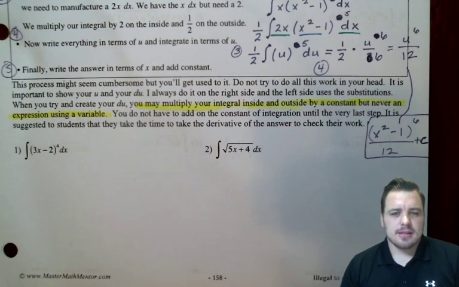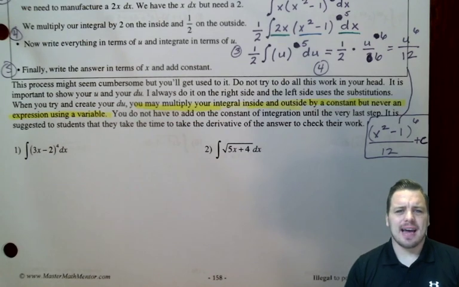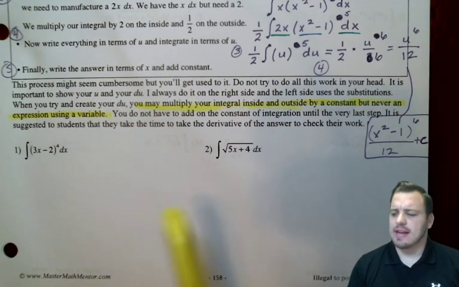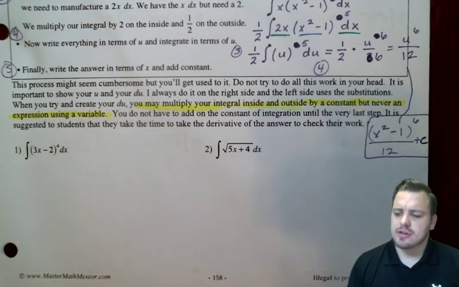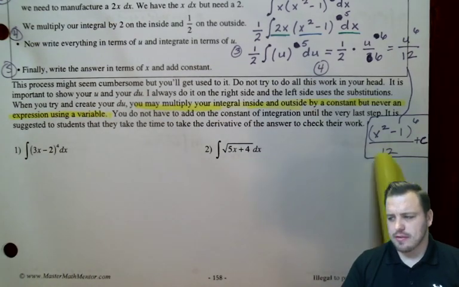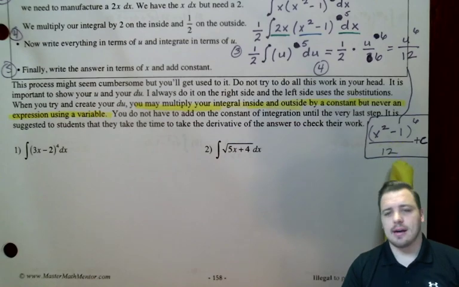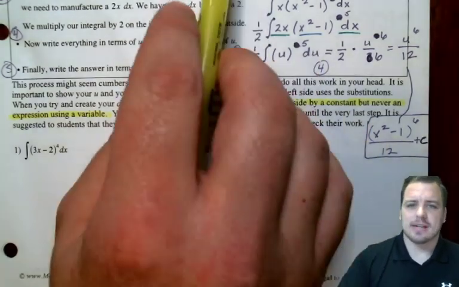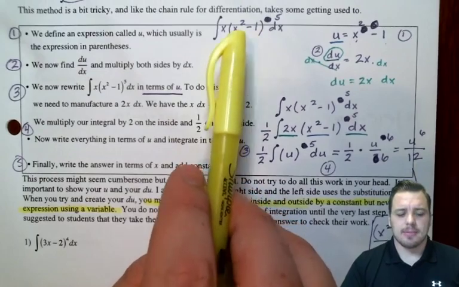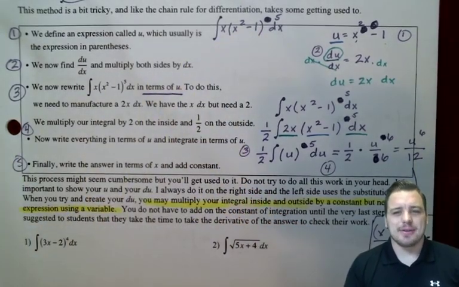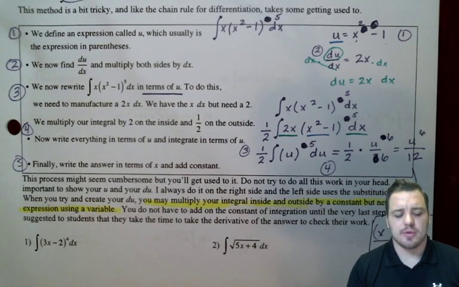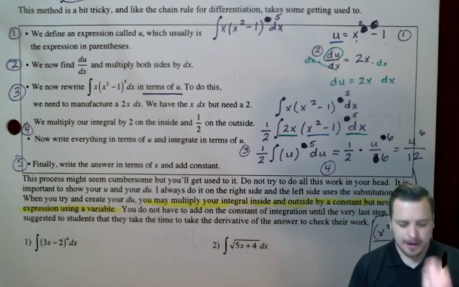All right. You do not have to add on the constant of integration until the very last step. It is suggested that students take the time to take the derivative of the answer to check their work. So if we took the derivative of this, low d high minus high d low over low low, it would take us back to our answer that we did up here. For time's sake, you can trust me on that, but on your homework, maybe on your first or second one, take the derivative just to make sure you're on the right track.